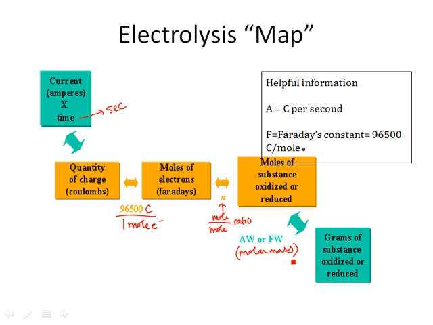Okay? If you ran zinc with the same amps in the same amount of time, you would get the same number of moles. But you wouldn't get the same grams. Why not? Different molar mass. Okay, so you'll see that when you do type of metal tomorrow, that as you change the type of metal, you're going to change the amount of mass you get just because they have different molar mass.